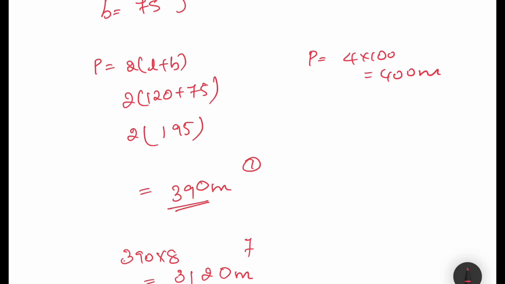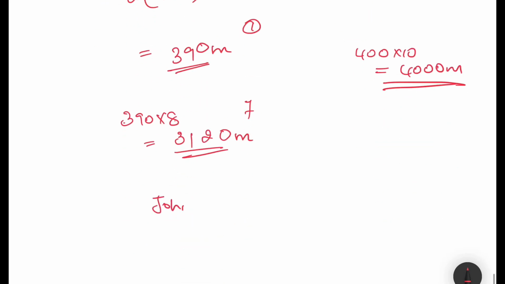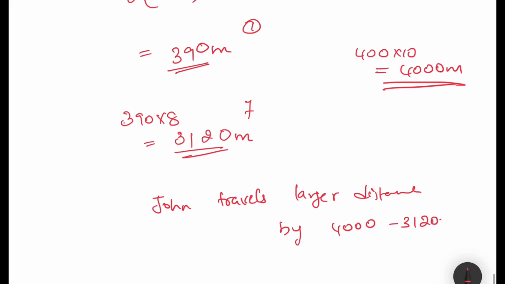400 into 10 rounds will give you 4,000 meters. So who covers more distance? It is John. And by how much? 4,000 minus 3,120 will give you what? 880 you will get. Okay, 4,000 minus 3,120 will give you 880. Hope it's clear, children.